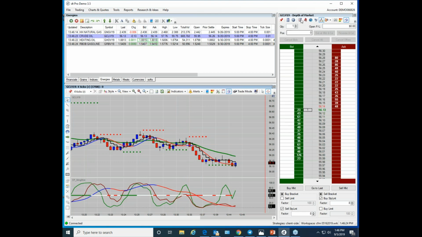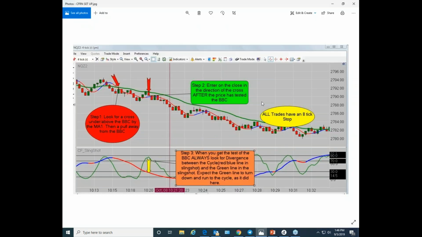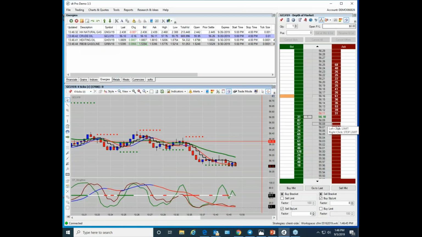Now, the interesting thing, now that we have a little bit of time here, is that the cool thing about DtPro is you actually can set up a bracket order, which means, we talked about this, every trade has an 8-tick stop attached to it. Okay. What you can do is you can program the DOM to automatically place a stop loss as soon as you get into the trade.